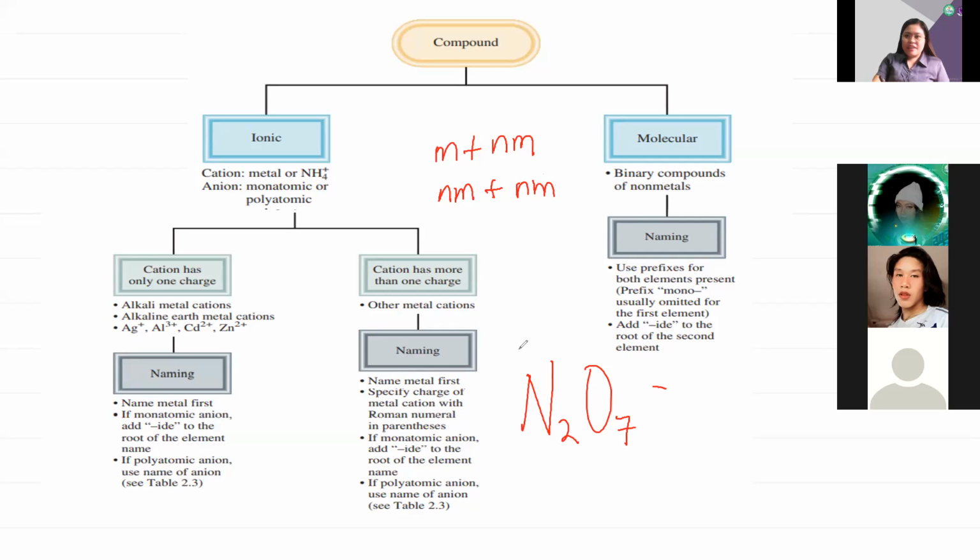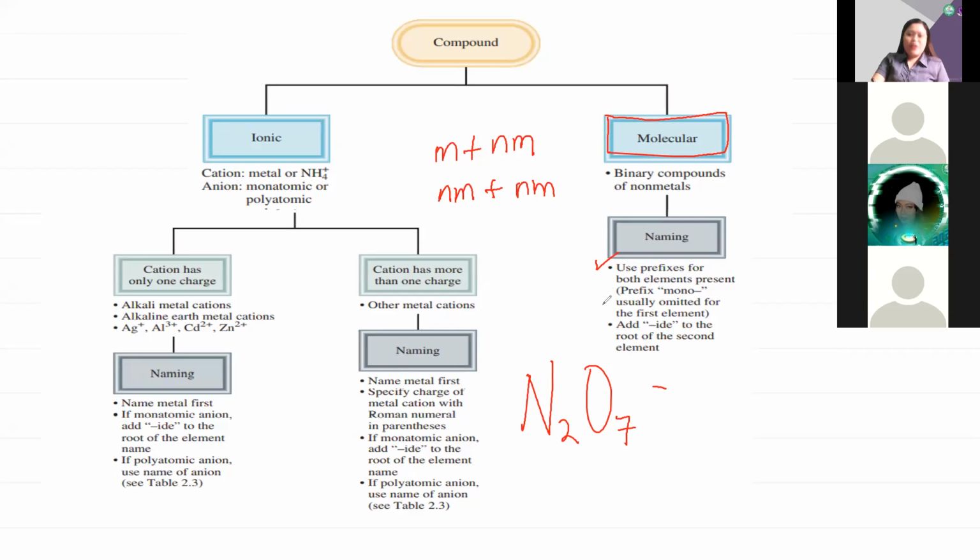We have here, okay, sige. What is nitrogen? Metal or non-metal? Non-metal, ma'am. How about the oxygen? Non-metal din po. Okay, non-metal plus non-metal, ito siya class, meaning dito yan siya under sa molecular compound. And unsa atong rules for naming? We will use the prefixes. But the last element will end with IDE.